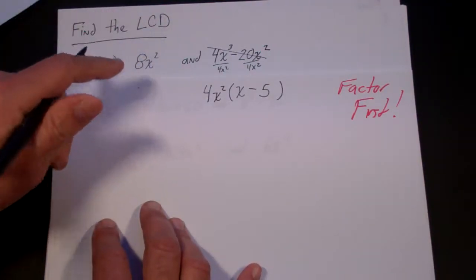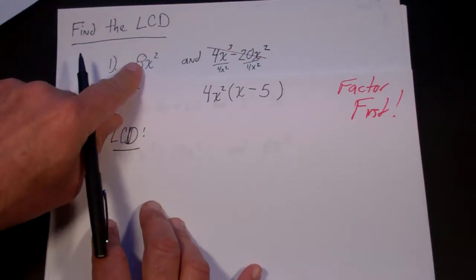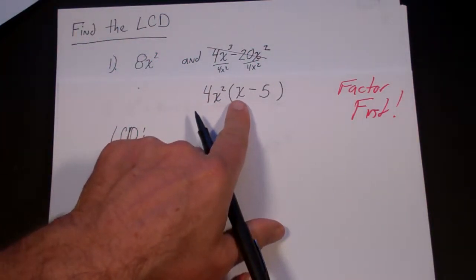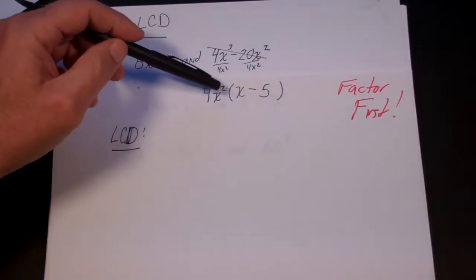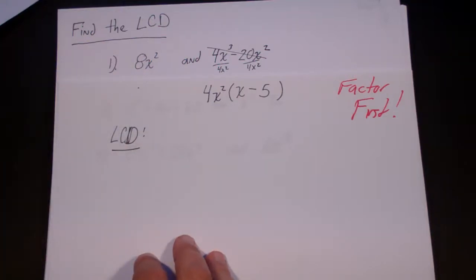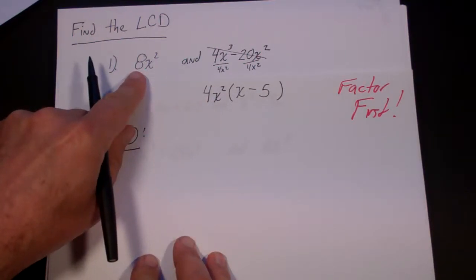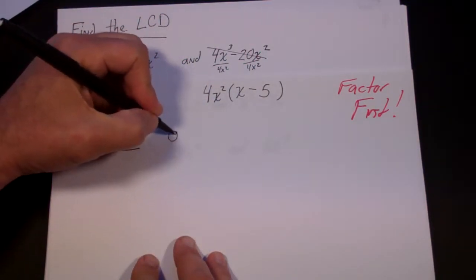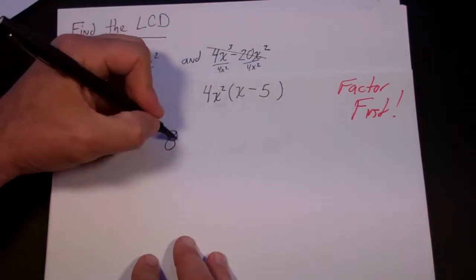So now we're going to find the least common denominator between 8x squared and 4x squared times x squared minus 5. Now when you have terms which are both compound and simple, the first thing you do is look at all the simple terms and find their least common denominator. That's going to be straightforward. It's just 4 and 8. The least common denominator is going to be 8. And you have an x squared in both, so that's easy enough.